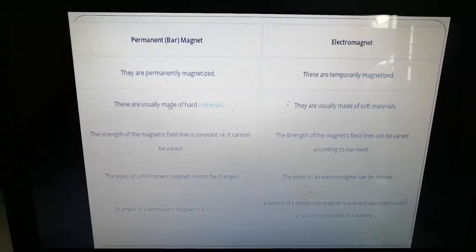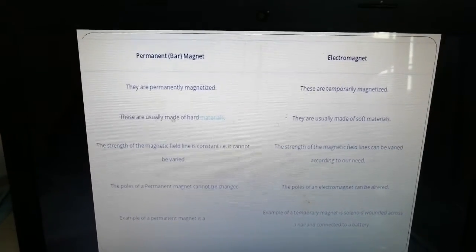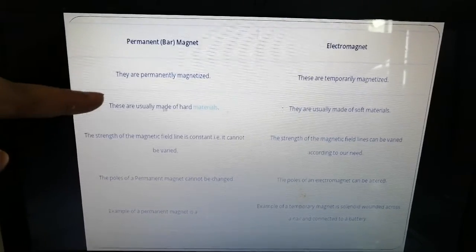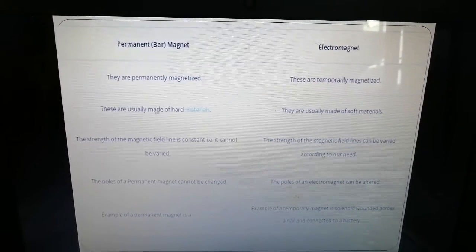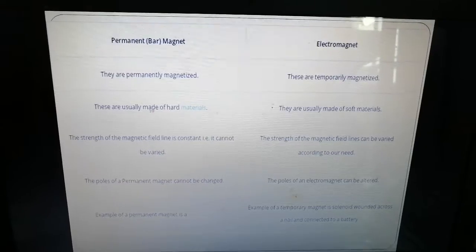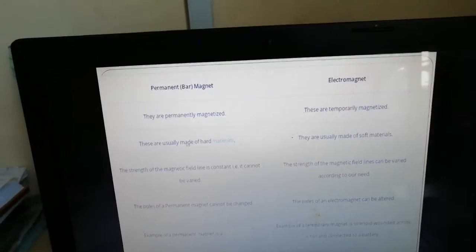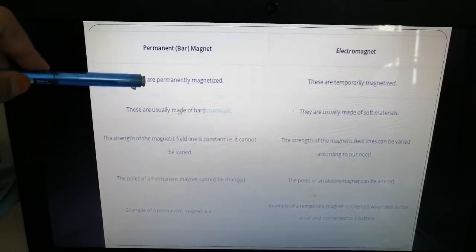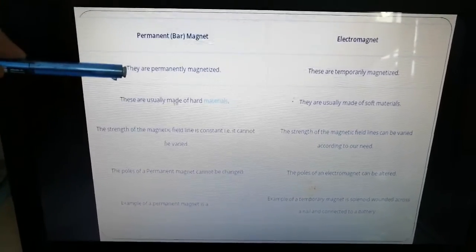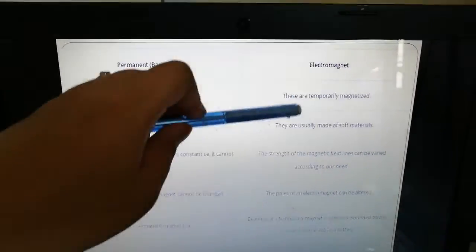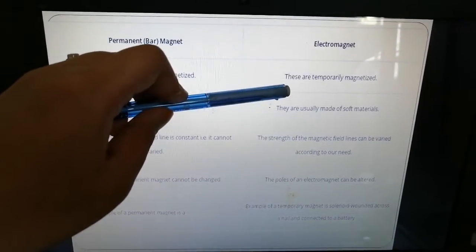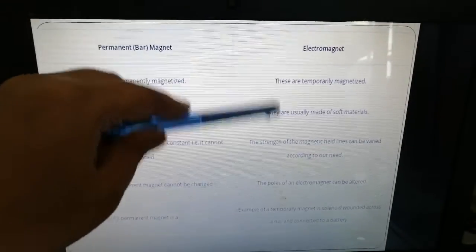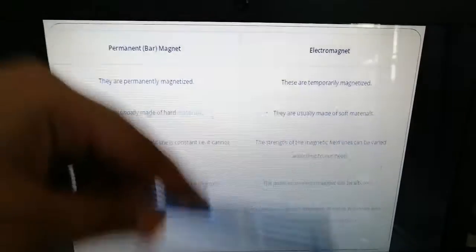What is the comparison between permanent magnet and electromagnet? First one, permanent magnets are permanently magnetized. Electromagnets are temporarily magnetized. You understand the meanings, right? Permanent magnet means it has the magnetic characteristic, it can attract and repel, permanently. This one is temporary, only in the presence of current. Understand? If no current, it cannot be a magnet. Not magnetized.